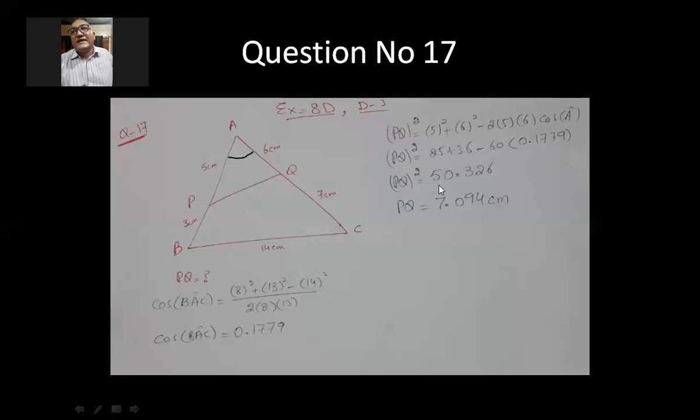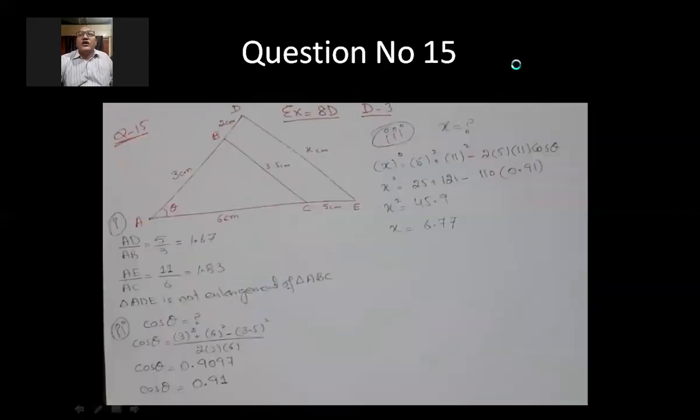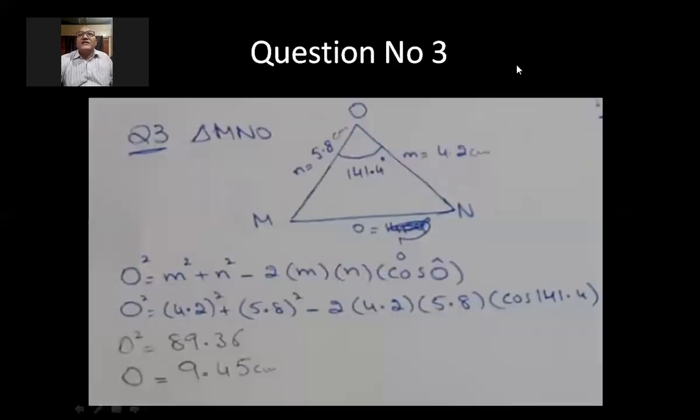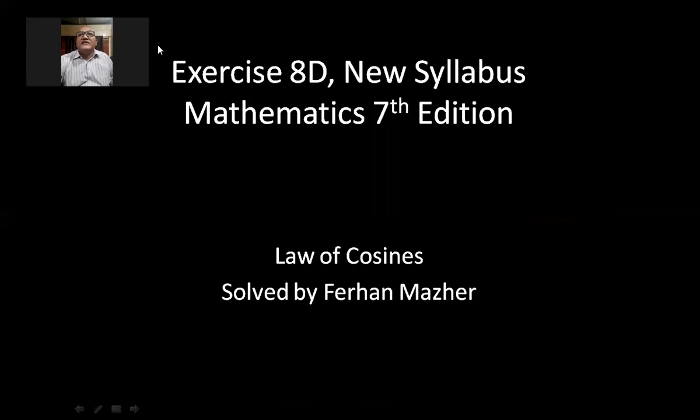If you put these values in your calculator, you will get 50.326. So take the square root of this number, and PQ will be equal to 7.094 centimeter. So we are done with question number 17. Hopefully you have understood this question.